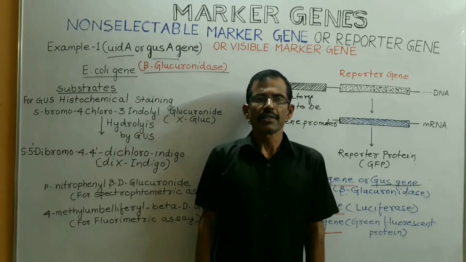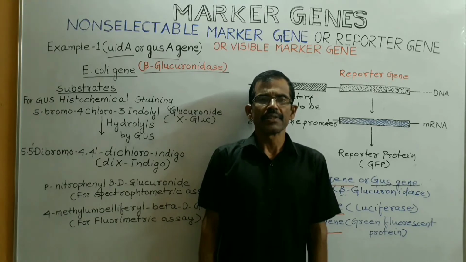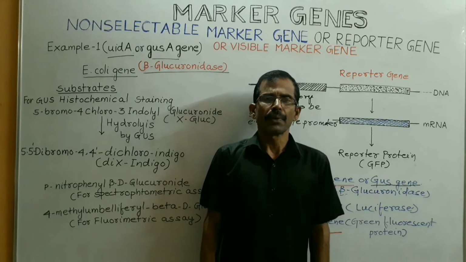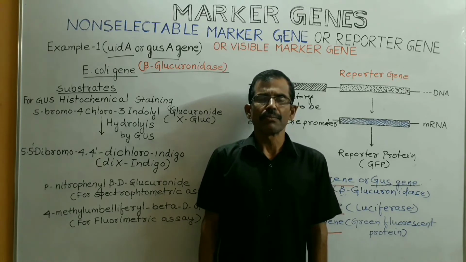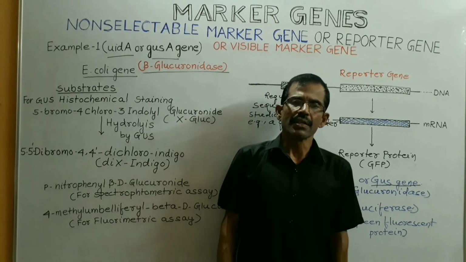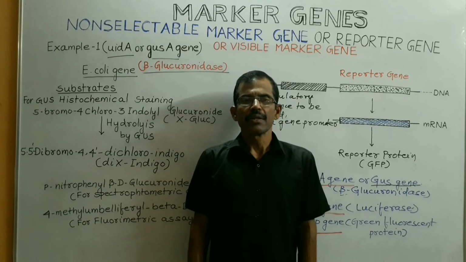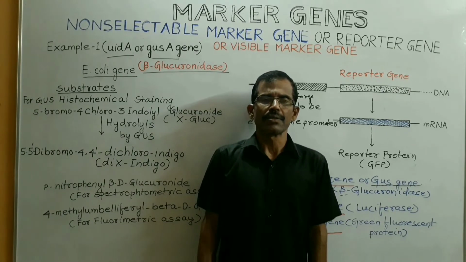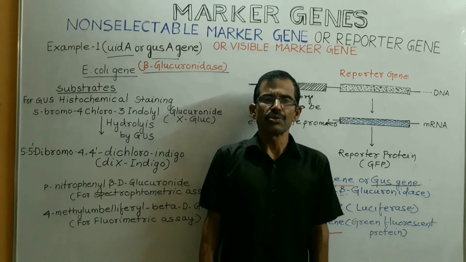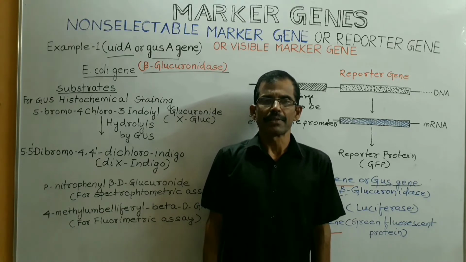First of all, we shall discuss the UIDA gene system, also known as the GUS gene system. This gene is obtained from E. coli and codes for the enzyme beta-glucuronidase. The UIDA gene system is the most widely used reporter gene in plants. This GUS gene system is useful to study the function of various gene regulatory elements and mechanisms. It can also be used in promoter trapping experiments.